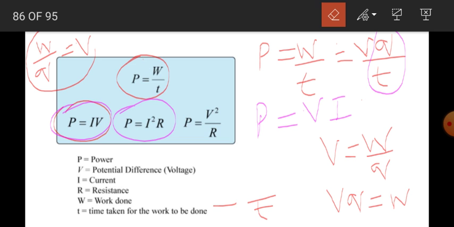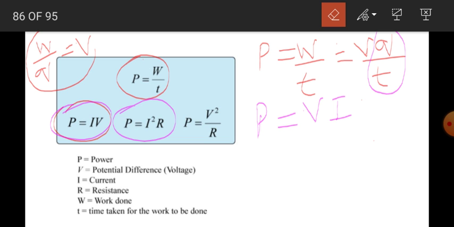Let me derive the second equation using Ohm's law. Ohm's law, because current and voltage are coming there, resistance is also coming. So it means I have to use Ohm's law. Okay, what is Ohm's law actually? V is equal to IR, right?